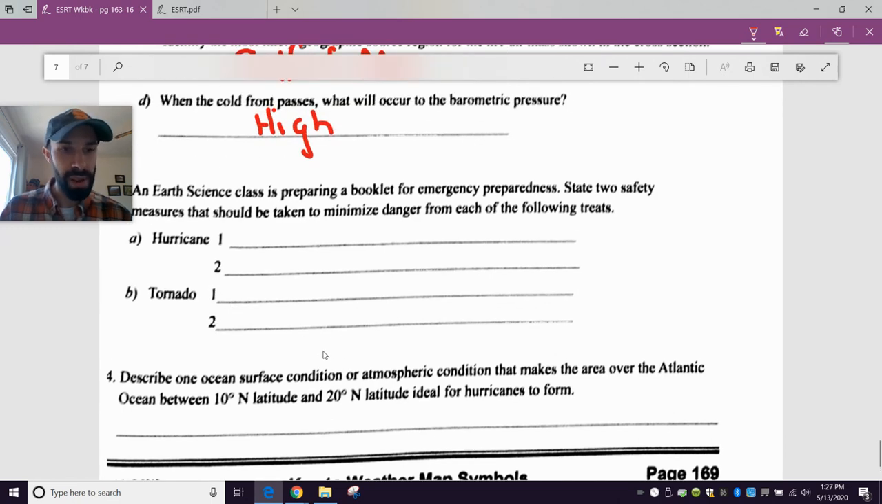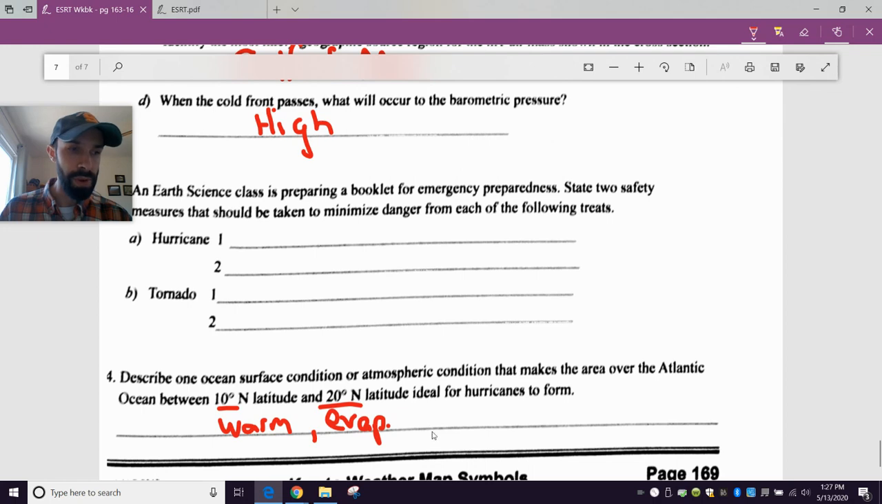Okay, last question. Describe one surface condition or atmospheric condition that makes the area over the Atlantic Ocean between 10 north and 20 north ideal for hurricanes to form. Well, notice the latitude is really close to the equator. So we're talking really warm water. Okay, so warm oceans tend to lead to lots of evaporation, which is going to add a lot of moisture to the air, which is going to lead to hurricanes forming. Okay, lots of evaporation as a result of that warm air. Okay, I'm going to write evap.